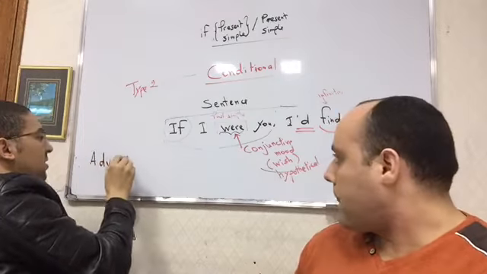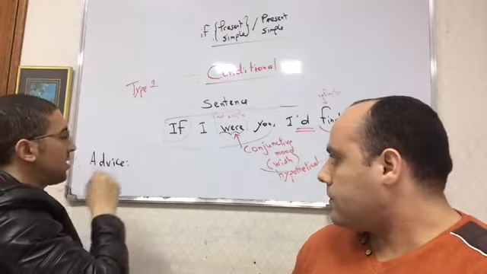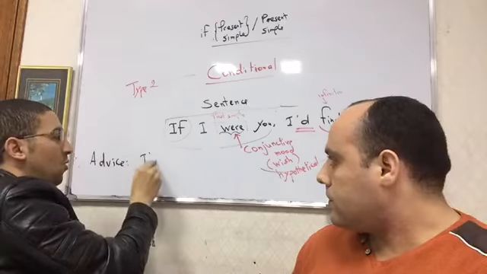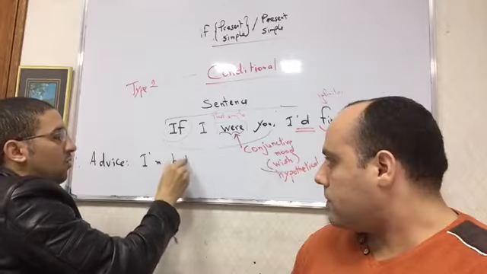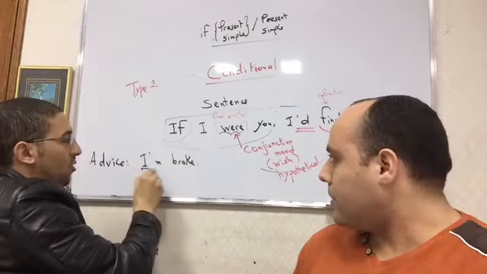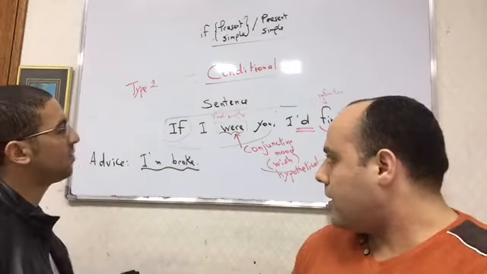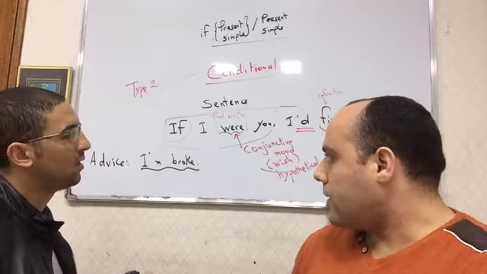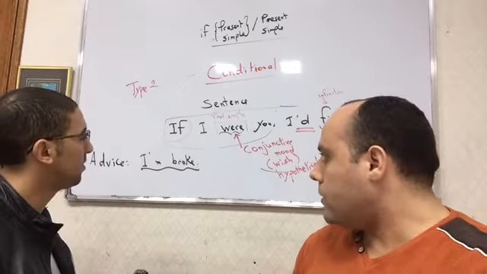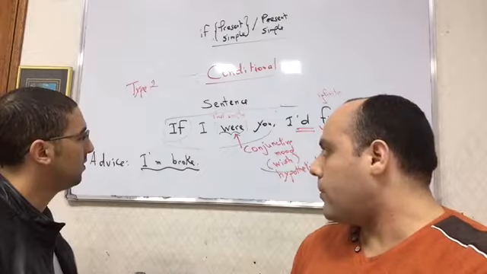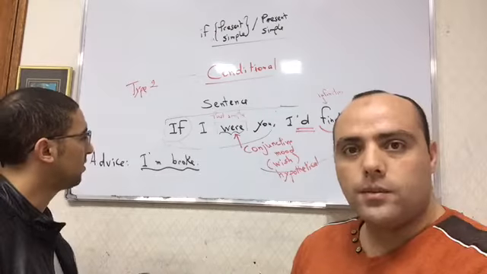For example, I come to you and I say, I am broke. I'm broke. You have to give me advice, to say, if I were you. I can say that if I were you, I would search for another job. Yes, that's it.